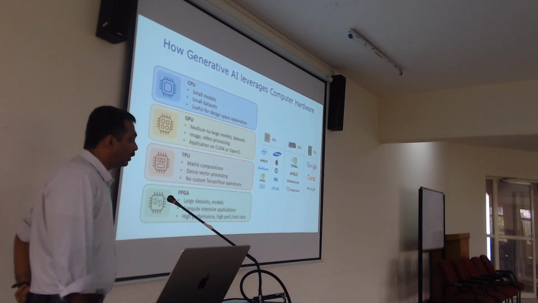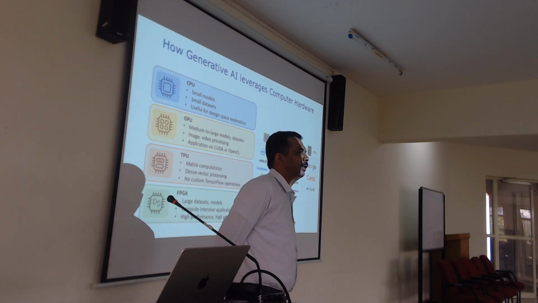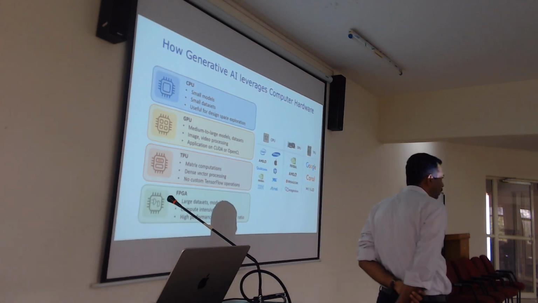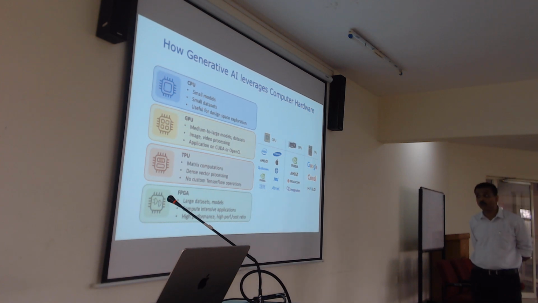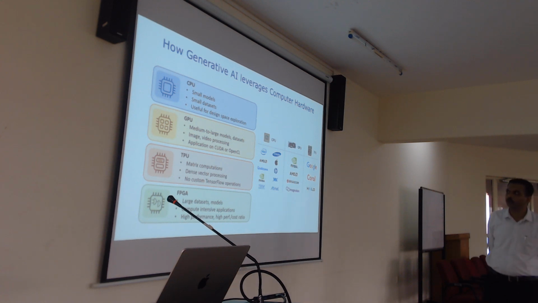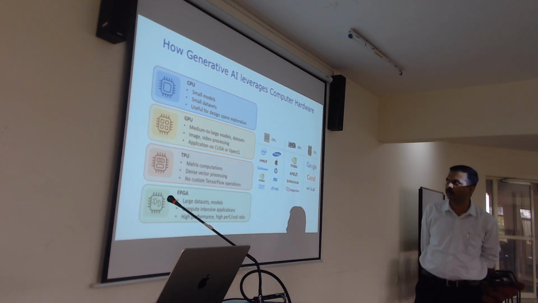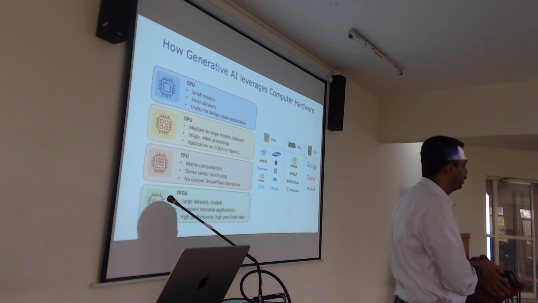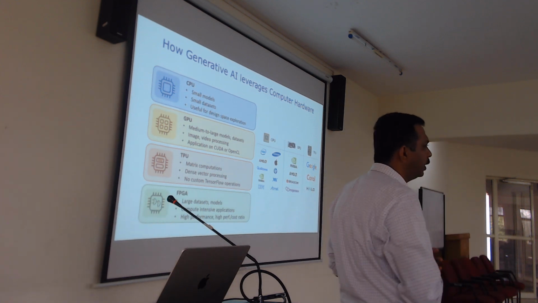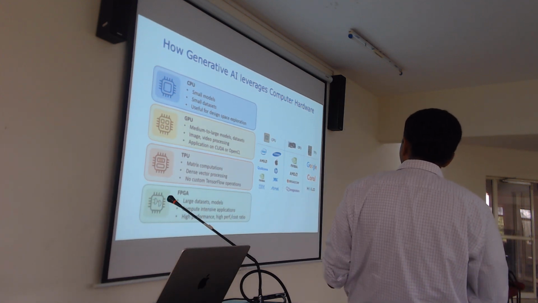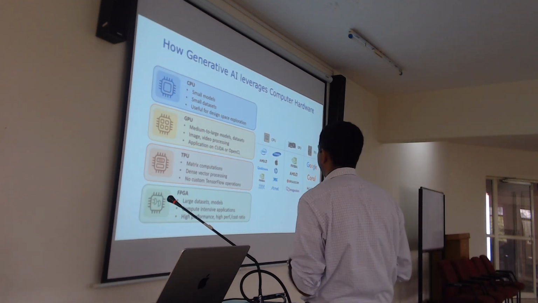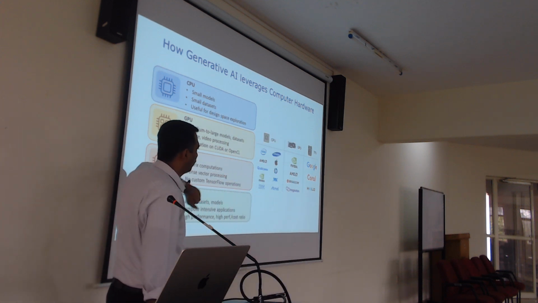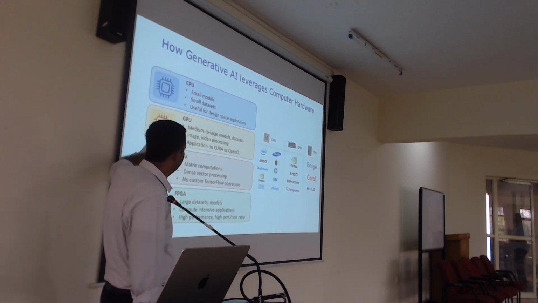Okay, so how does GenAI use computer hardware? What hardware do you require? You require CPU, GPU, TPU, and then FPGA. CPU we know is used whenever you are working on small models or smaller datasets. Whenever your models are a bit bigger and you are working on moderate to larger datasets, like image processing or video processing, we require GPUs, graphical processing units, right?